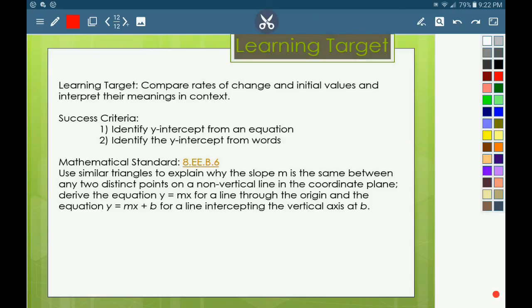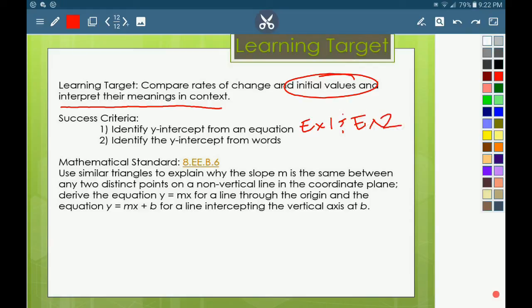So just to wrap up what we talked about today, again, our learning target for this week is to compare rates of change and initial values and interpret their meanings. We've actually done some interpretation yesterday as well as today. And we've also done a little bit of initial value, talking about how y-intercept is where we start. So again, our success criteria was to identify the y-intercept from an equation. We did that in example 1 and example 2.